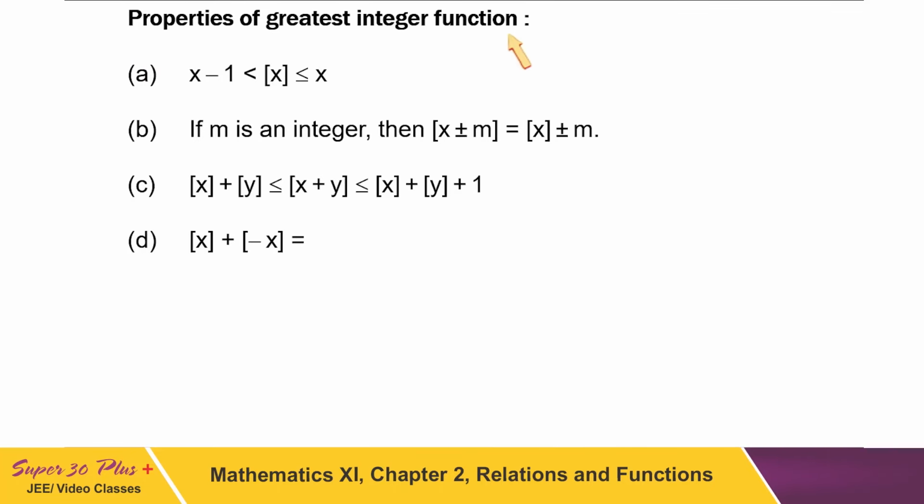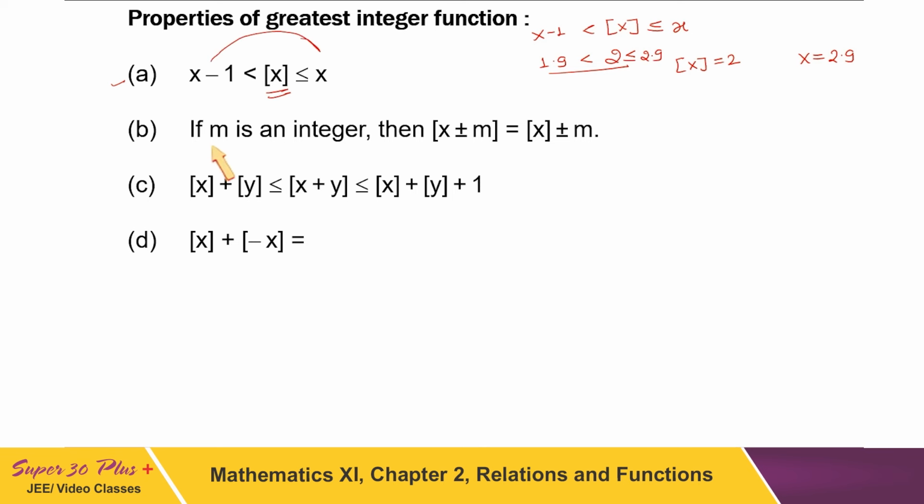As we know, according to the definition of the greatest integer function, the greatest integer of x is less than or equal to x, and it is also greater than x minus 1. For example, if x is equal to 2.9, then what is the greatest integer? The greatest integer is 2. To check the property, we can write 2 is less than or equal to 2.9 and greater than 2.9 minus 1, which is 1.9. It is true, which means this property is always true.